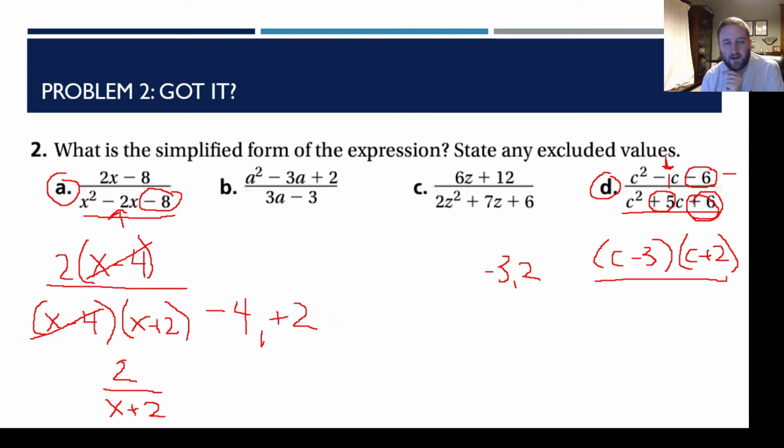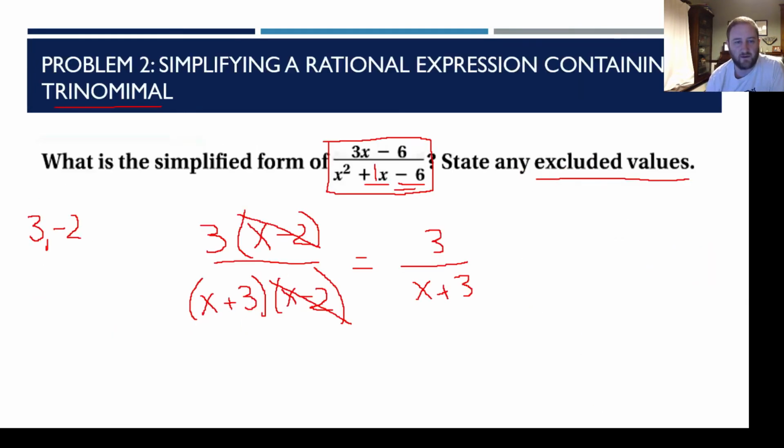Oh, you know what? Hang on. We need to go back to this real quick. We forgot to list the excluded values. Let's go back to the original. So stating excluded values, this right here. The excluded values are the values for x that would make this bottom equal to 0. What value of x would make this bottom equal to 0?